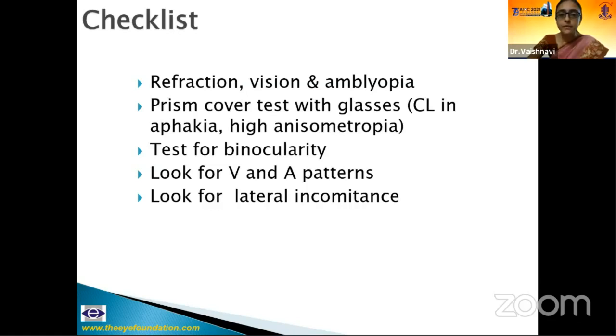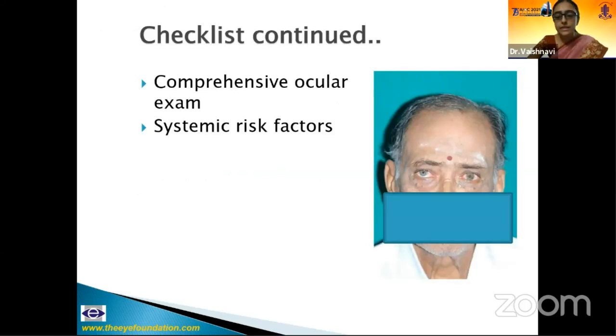Always do a prism cover test with glasses for both distance and near vision, and for both up gaze and down gaze. Always do the test for binocularity and look for the A and V patterns and for lateral incomitance. And even the systemic risk factors have to be taken into account.